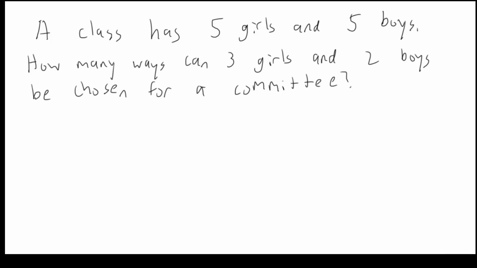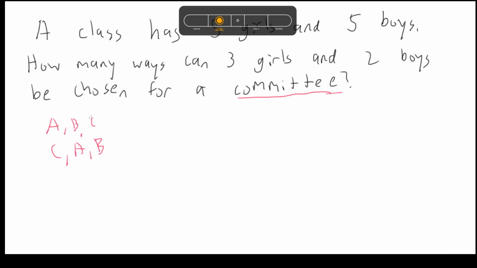So in this case, first of all, let's always ask ourselves, is it a permutation or combination? Since we're talking about a committee here, it doesn't really matter if you choose, for example, person A, B, C for the committee, or C, A, B. Either way, it's still the same committee of 3 people. So that's how we know it's a combination.